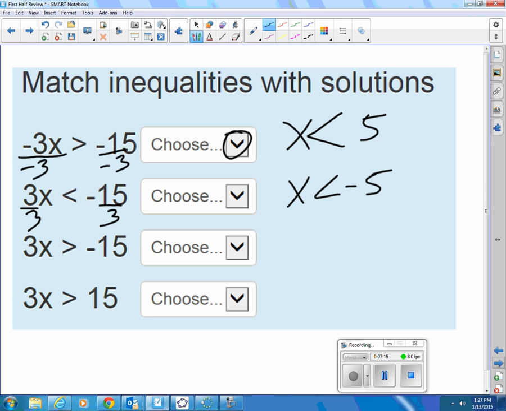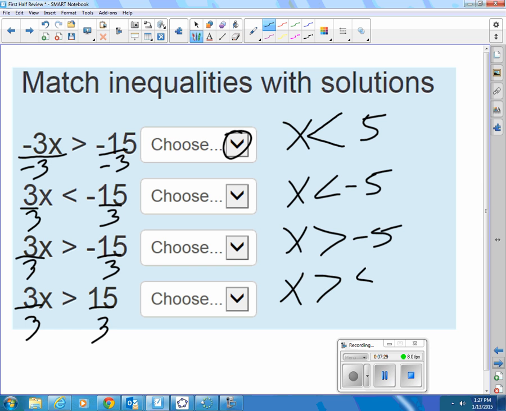Inequality symbol stays the same because we divided by a positive. Divided by a positive. X is greater than -5. Divide by a 3, divide by a 3. X is greater than 5.